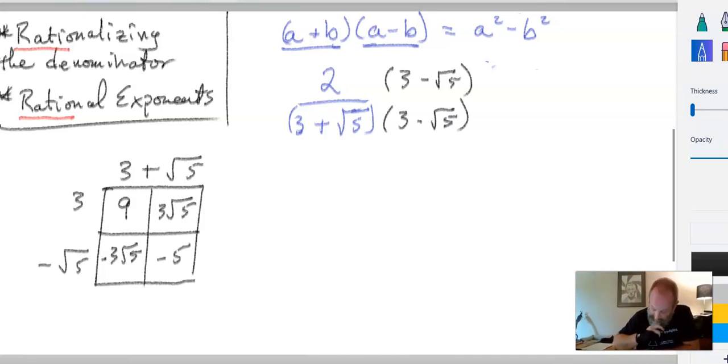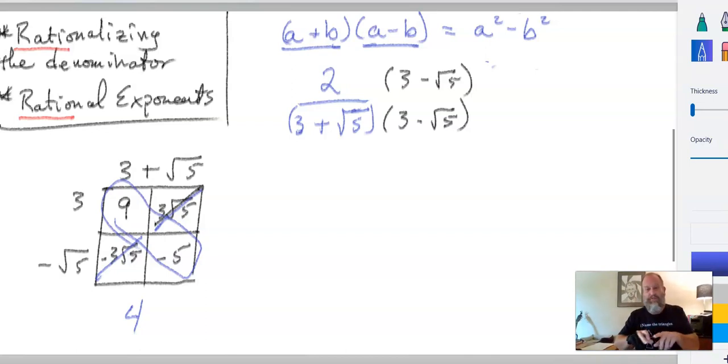Okay, so if we look at this, you'll notice right here in this part that this and this cancel each other out. They're opposite signed. The terms are the same except for their sign. And so all I have left is to add these guys together. 9 plus negative 5 is 4. And so that denominator turns into a 4. Okay, so that's the long way to do it.